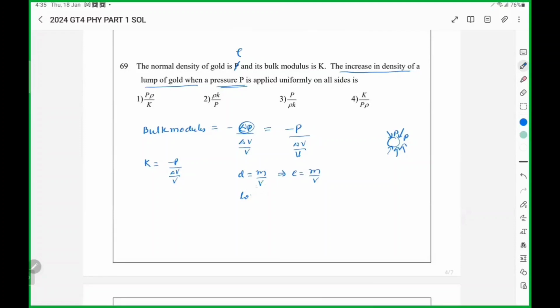So log rho is equal to log m minus, so delta rho by rho is equal to delta V by V. So bulk modulus in place of delta V by V, so he is asking increase in density, that is equal to P rho by K.